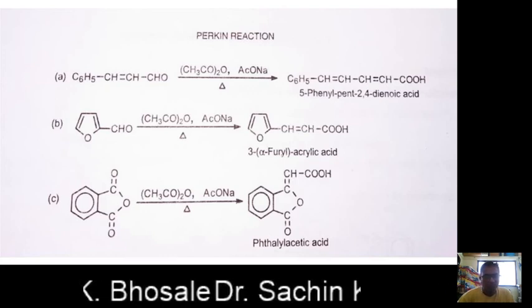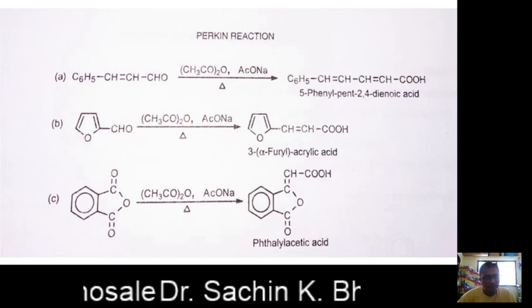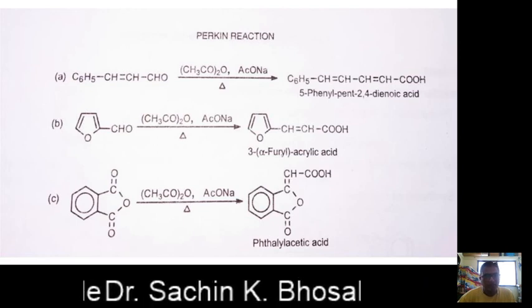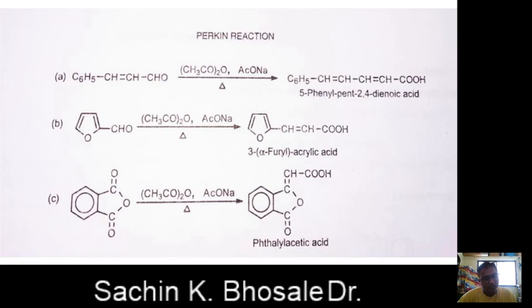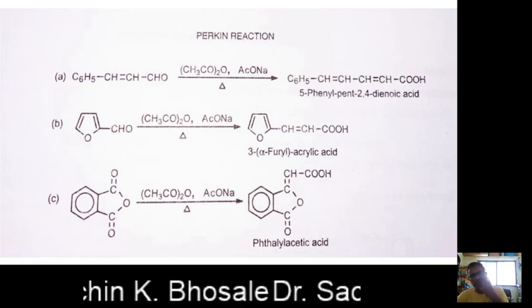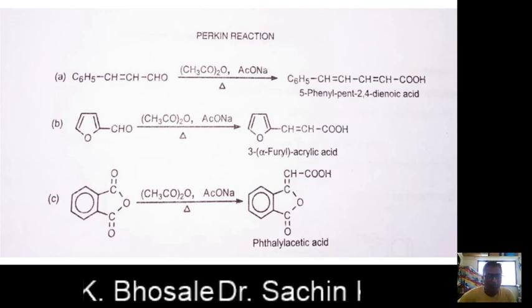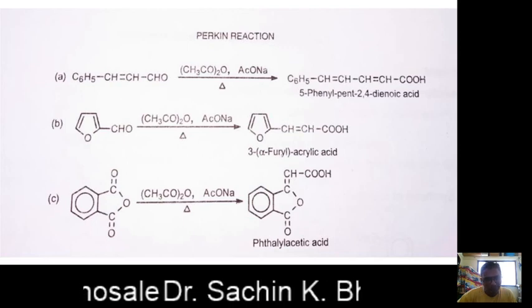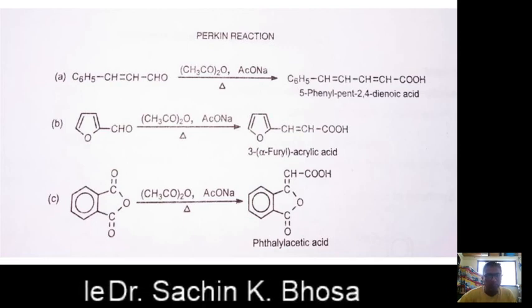So in short, we have just discussed the principle of the Perkin reaction, then what is special for the Perkin reaction, then how we have to select the anhydride and the corresponding sodium salt of the respective acid. Then third, we have discussed 3 examples, A, B, C.